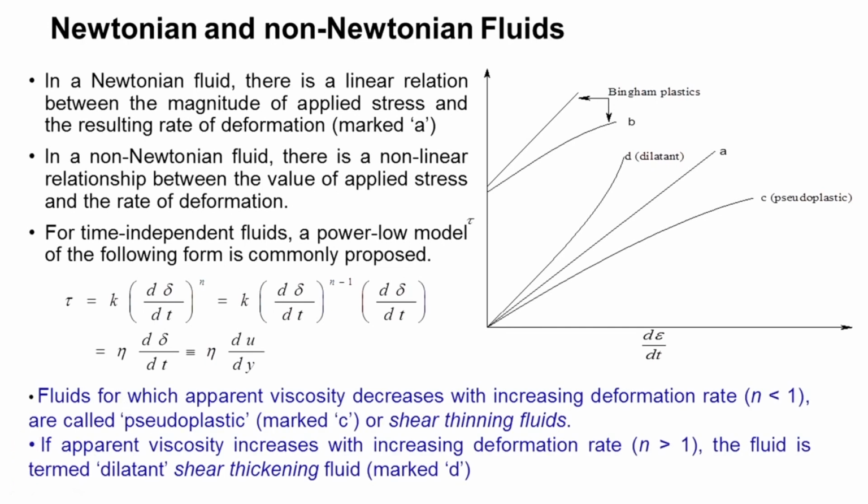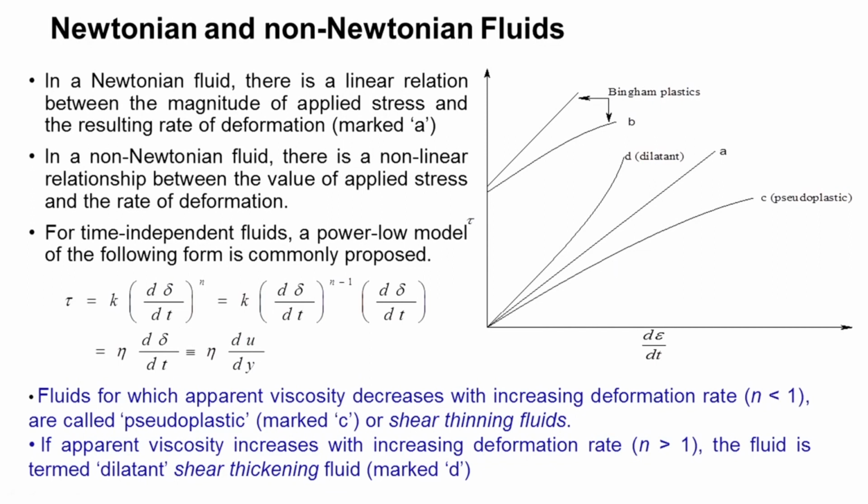So, we can go one more small sub classification. Fluids where apparent viscosity, which is eta, decreases with the increasing deformation rate, which means n is less than 1, are called pseudoplastic, which is marked here as C in this curve. So, the relationship between stress and rate of strain is decreasing with the increasing rate. On the x axis as you go it increases, whereas the rate here is smaller on the other axis.